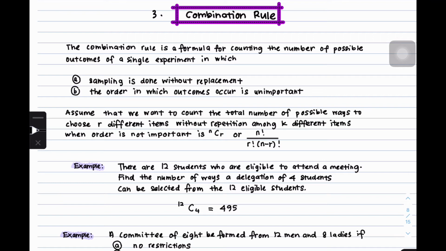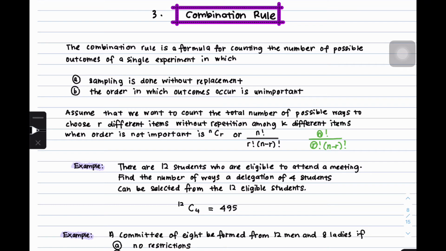So we have n total number of items, and we only want to choose r different items. So we only want to choose r from n total number. So the formula will be n factorial divide by r factorial multiply by n minus r factorial, where n is the total number of objects and r is the number of objects that you want to choose.